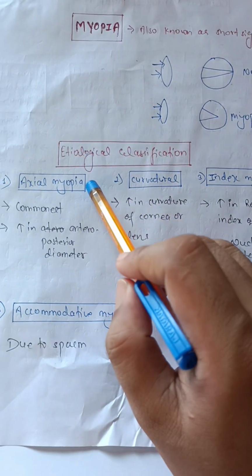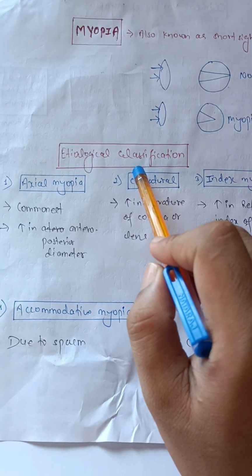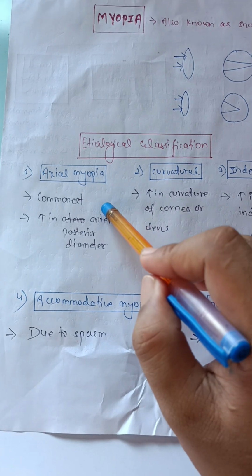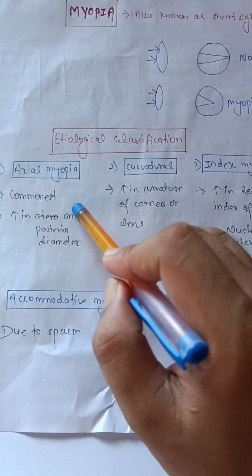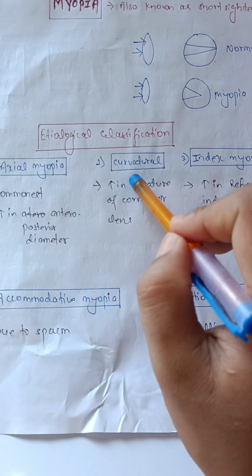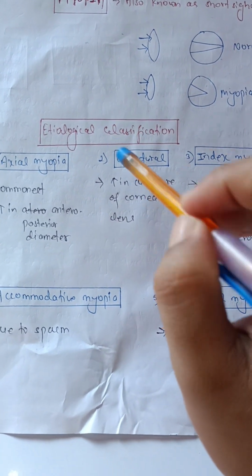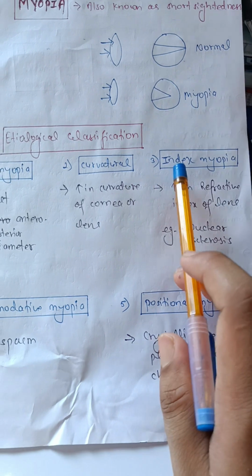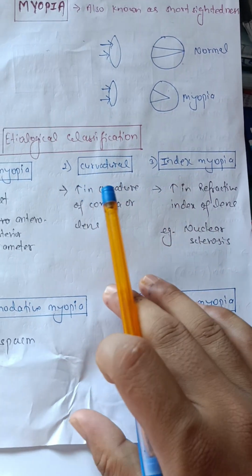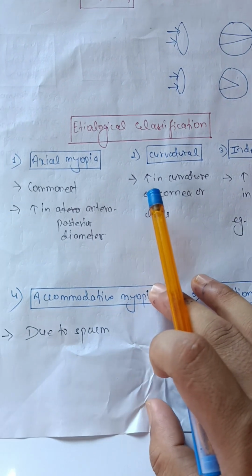So talking about etiological classification, there is axial myopia, which is very common, and there is increase in anterior posterior diameter. Another one is curvature myopia, which is mainly due to increase in curvature of cornea or lens. Another is index myopia, which is mainly increase in refractive index of lens, that is seen in nuclear sclerosis.